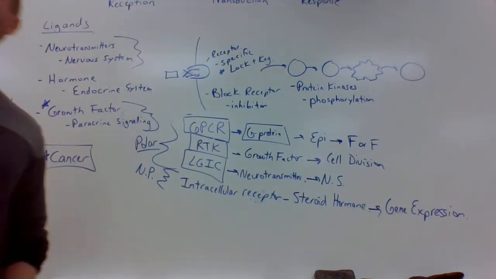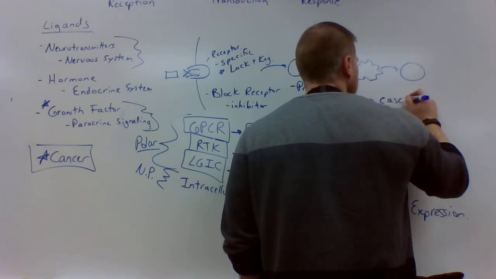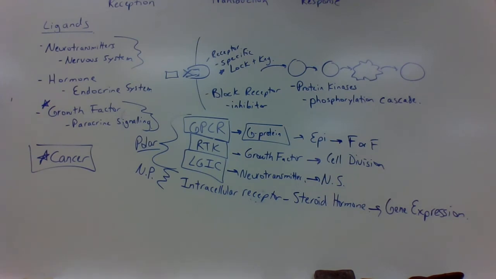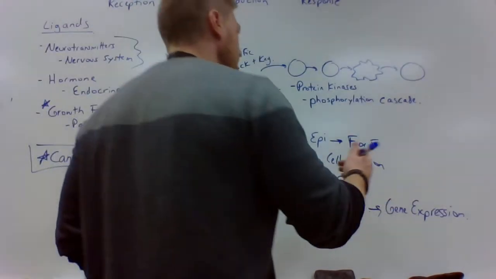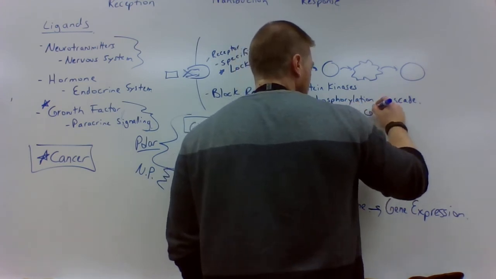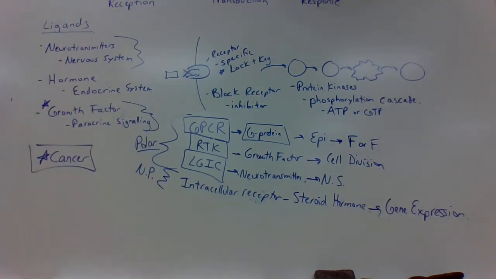And we call this process a phosphorylation cascade. We described it like the proteins are passing the phosphate from one protein kinase to another. In order to do that, you need a source of phosphate, and that source could be either ATP or GTP. It could be either one of those.